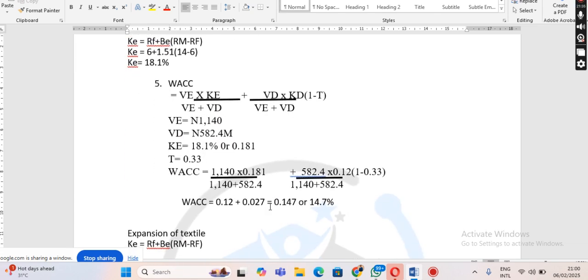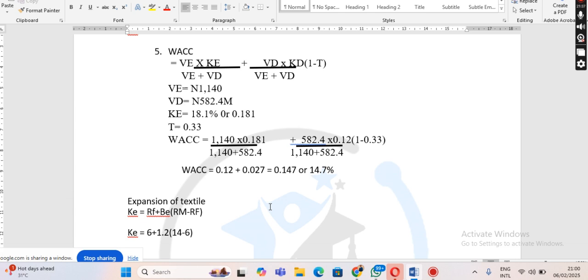So what is the cost of equity, class? What is the cost of equity? Quickly. Hello? What is the cost of equity? 15.6. 15.6, right?